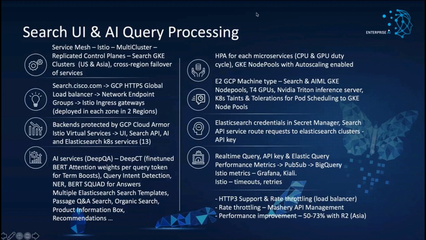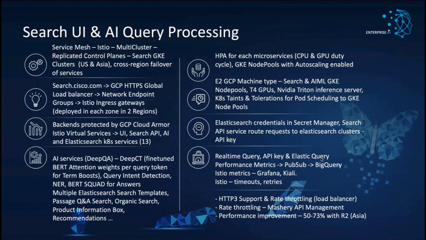We have horizontal pod autoscaler enabled for the microservices. And the GKE node pools have autoscaling enabled. We use E2 machine types for search and AML GKE node pools. For AML services, we use T4 GPUs with NVIDIA Triton Inference Server. Essentially, it gives us the capability to load multiple AML models with a single GPU. And we use Kubernetes taints and tolerations for pod scheduling to the corresponding GKE node pools.